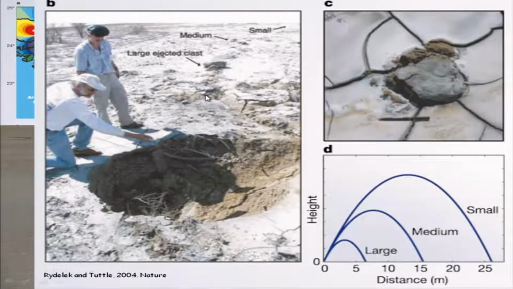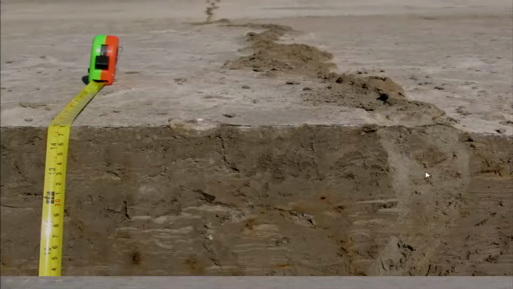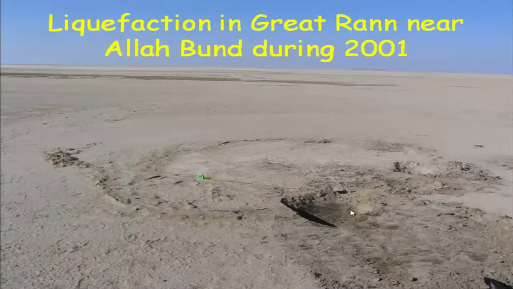If you are having larger clasts, they will sit closer to the crater, and the smaller ones will be thrown far away. So within the sand which exploded, you will also see the ejecta. And this is typical of liquefaction. This we identified in the Great Rann of Kutch, where the sand dike, or the sand, traveled or was pushed up right up to the surface, cutting through the units on the way of the conduit.